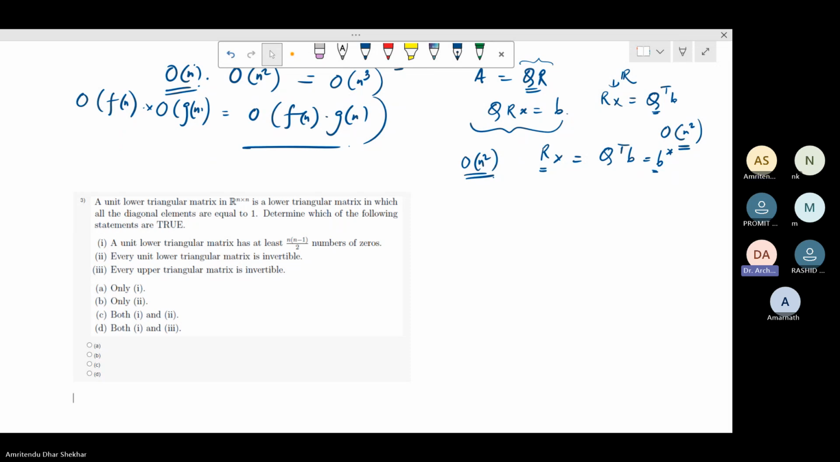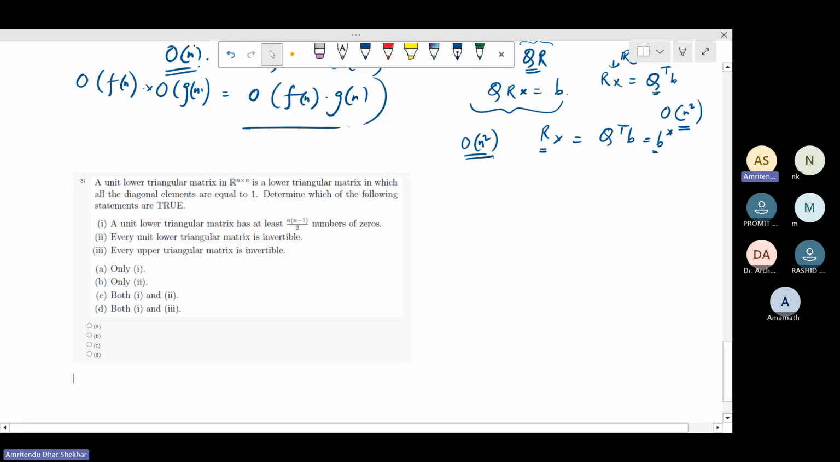Okay, so now the third problem is we have a unit lower triangular matrix in which all the diagonal elements are equal to one. So some matrix L such that L is lower triangular, such that L_ii is equal to one.